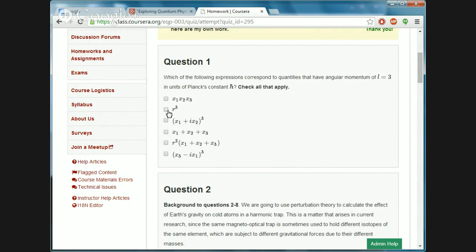No, it doesn't have the right units. Do you care about units? What do you mean? Does it have angular momentum of 3? When you operate on it with the angular momentum operator, it doesn't matter what the units are. Does it, when you operate on it, give an eigenvalue of 3? Well, this is spherically symmetric, so it has angular momentum of 0. This one has angular momentum of 1. This one has angular momentum of 1.